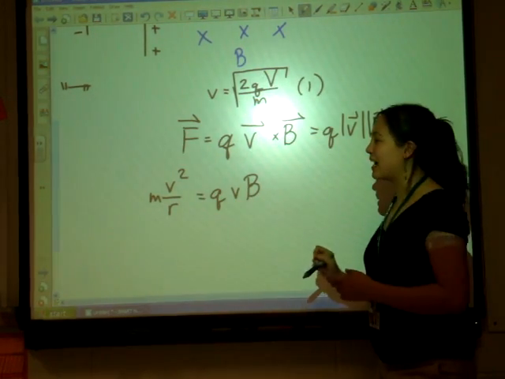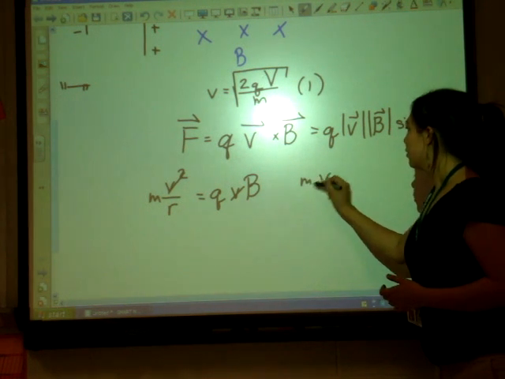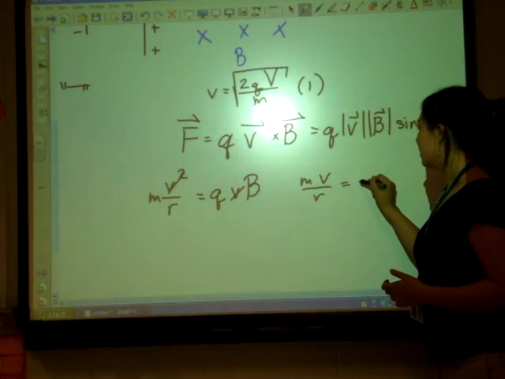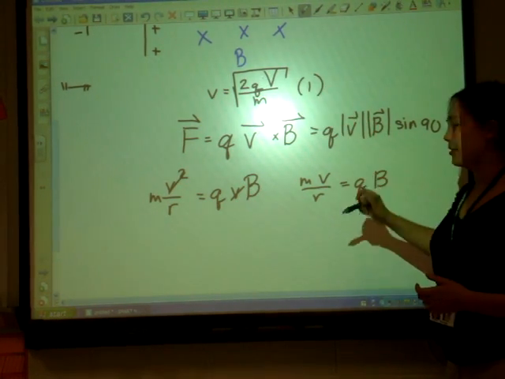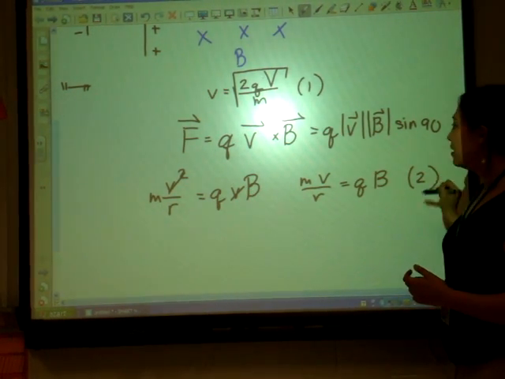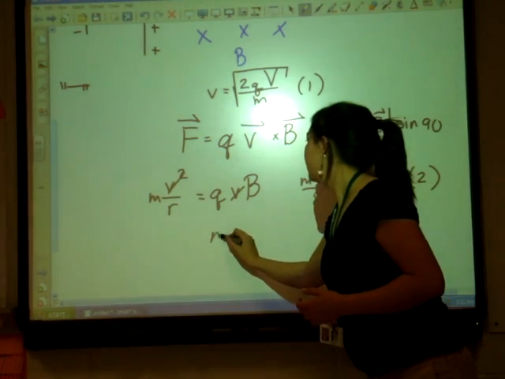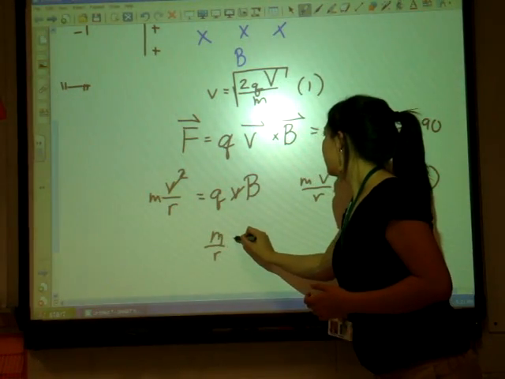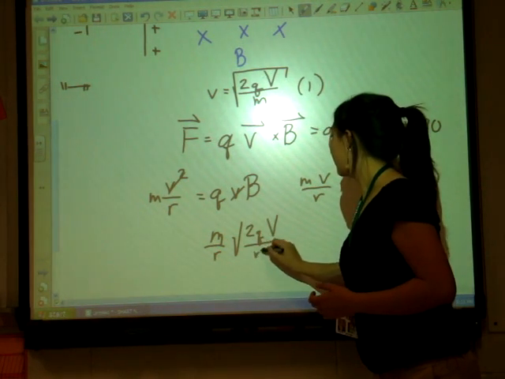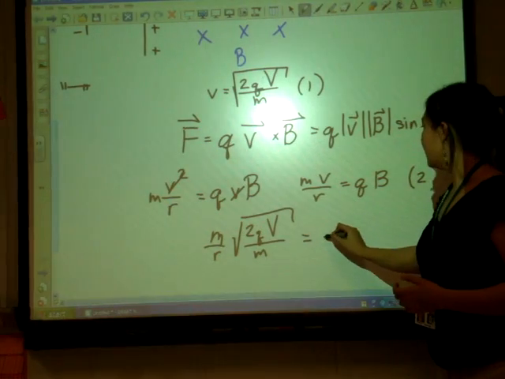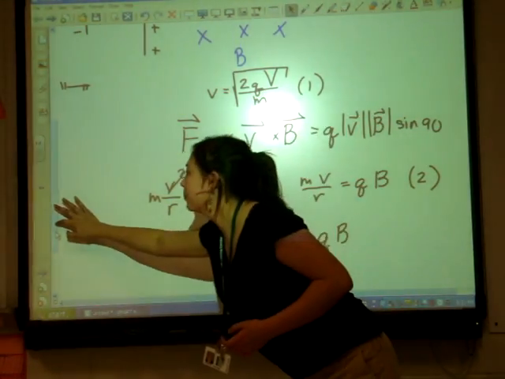Now it's all good because I can get rid of one v. Let me write this again. That's m v over r equals qB, where v is something I already know by equation 1. So by combining 1 and 2, I get m over r times the square root of 2qV over m equals qB. We're almost there, so hold on.